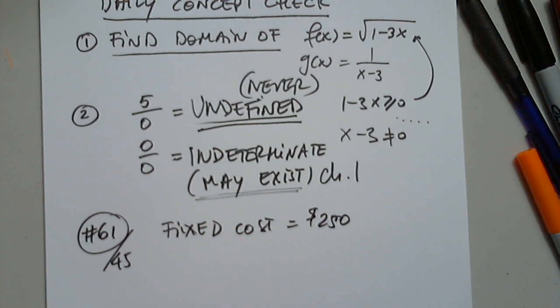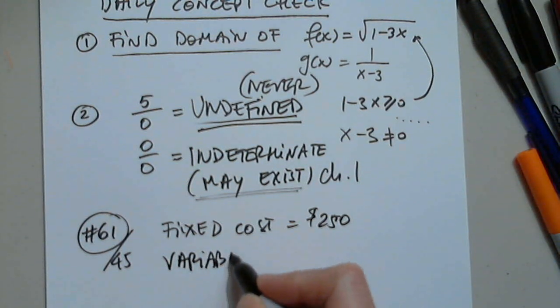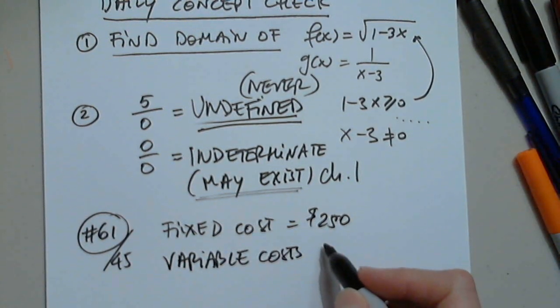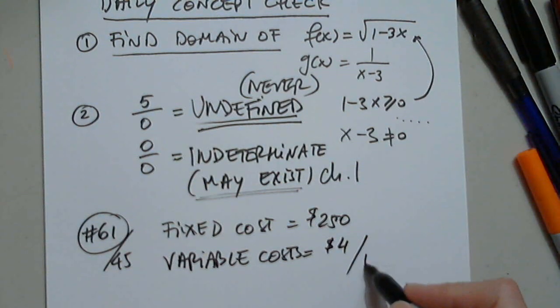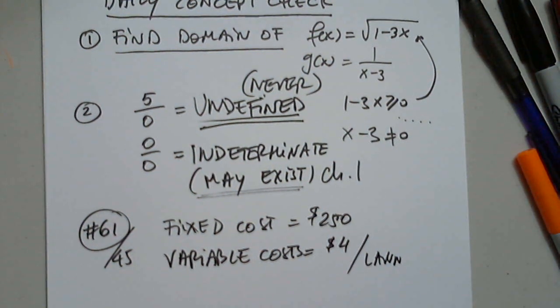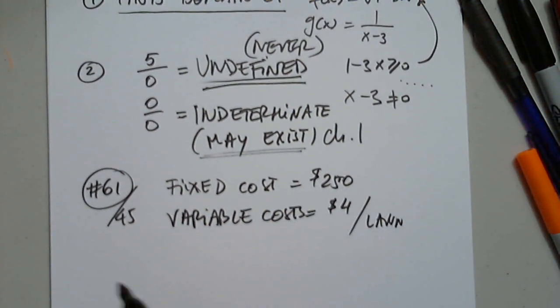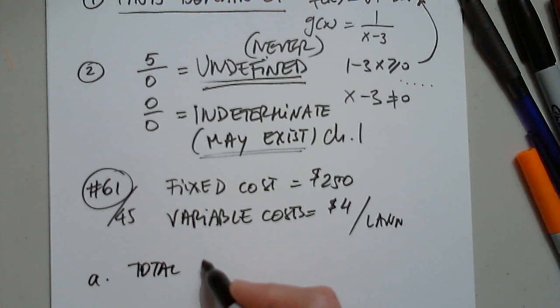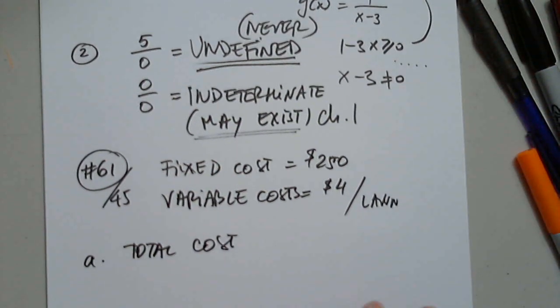Electricity and maintenance costs are $4 per lawn. Be very careful. So these are variable costs. So 4 per lawn. That's why this is so important to always write the measurement unit. I cannot stress enough. Write the measurement unit. Formulate a function C of x for the total cost of mowing x lawns. So in part A, total cost. And the total cost function is C of x.